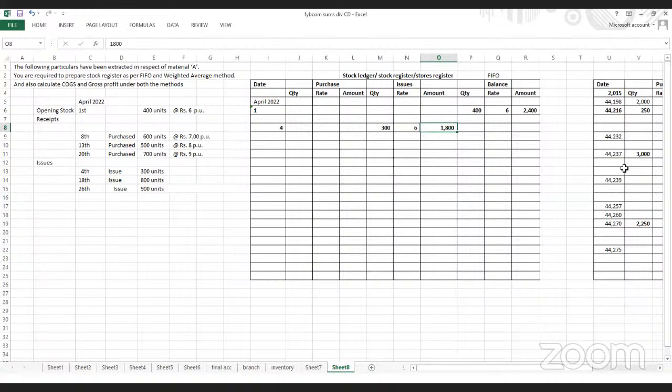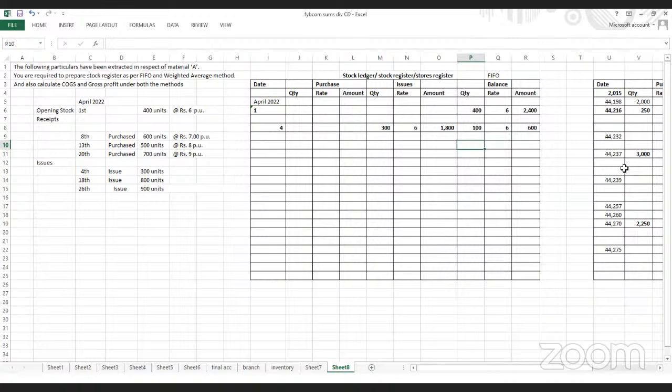Clear? Now in the balance column I'll write quantity left is 100 units. That is 400 minus 300. The rate for this lot is 6. So closing amount will be 100 into 6, 600. Clear? Very simple presentation.